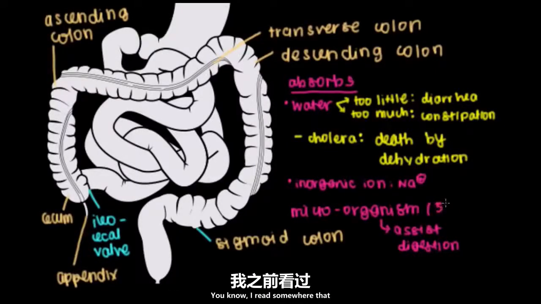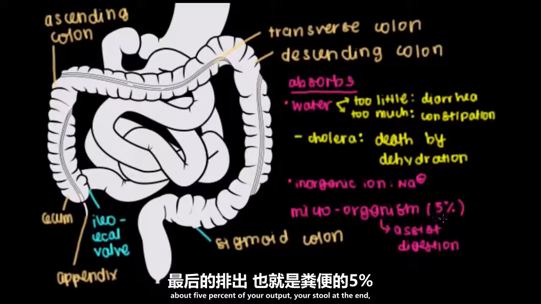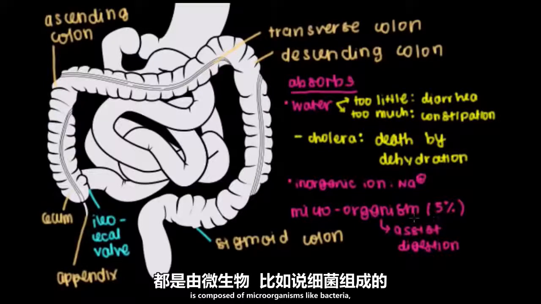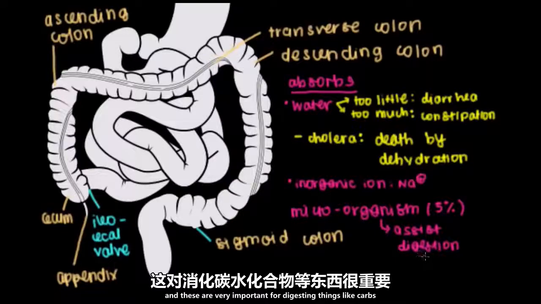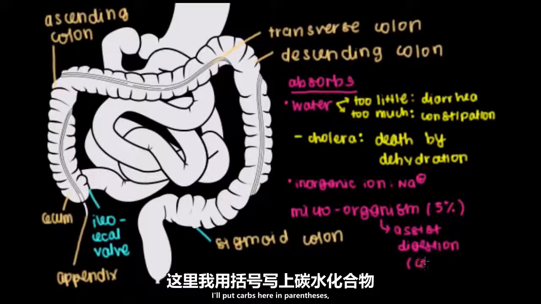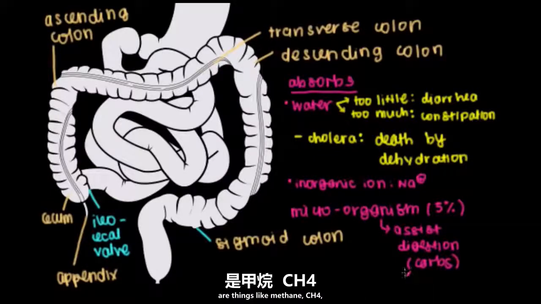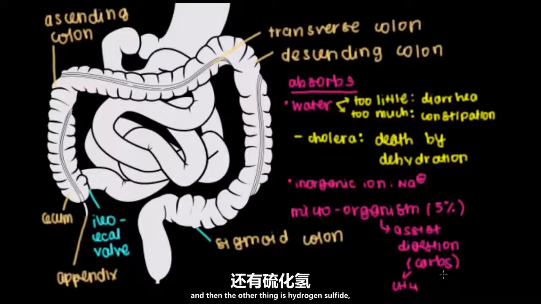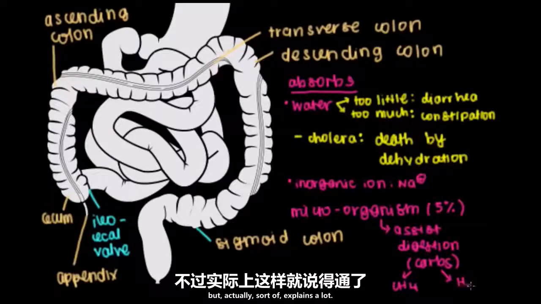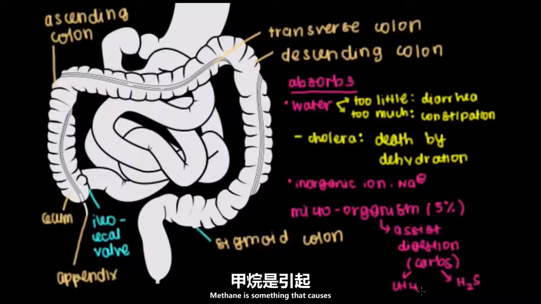I read somewhere that about 5% of your output, your stool at the end, is composed of microorganisms like bacteria. And these are very important for digesting things like carbs. Oftentimes the byproducts you'll get of that are things like methane, CH4, and then the other thing is hydrogen sulfide, which you may not have thought of this way, but actually sort of explains a lot. Methane is something that causes a lot of flatulence, and then hydrogen sulfide is something that smells terrible.